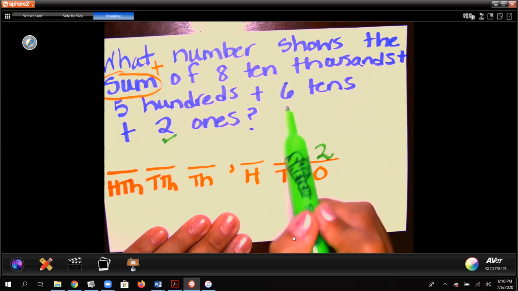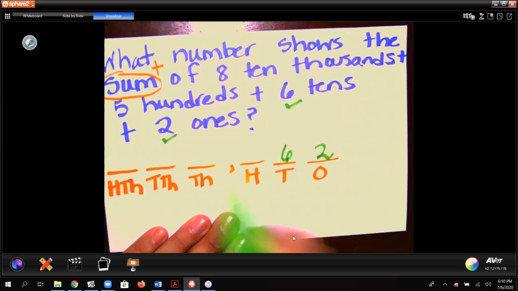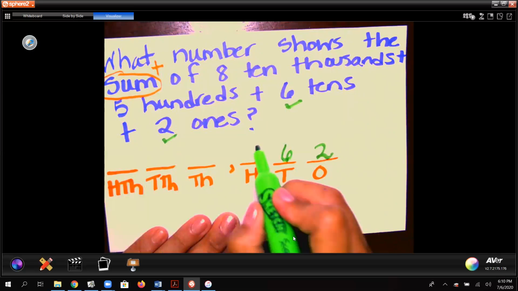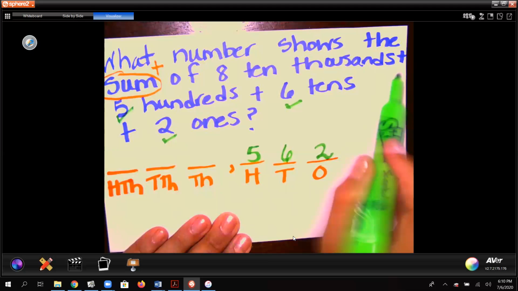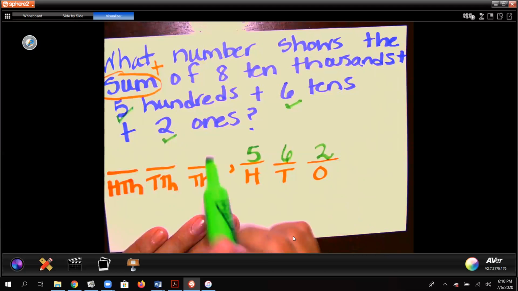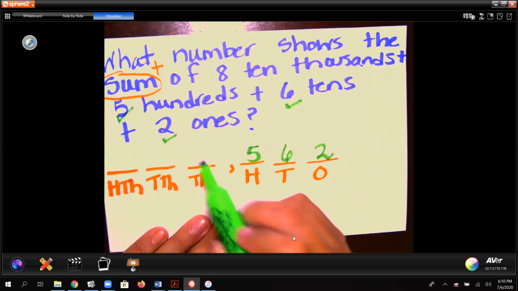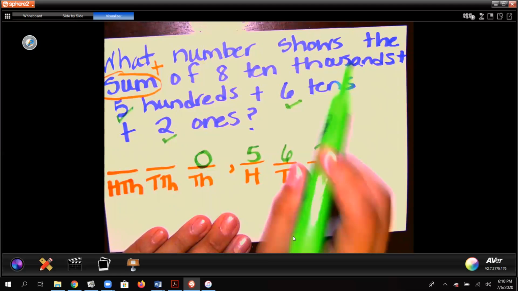Then we have tens next. We have 6 tens. Hundreds, there's 5. Okay, do we have any thousands? We don't have any thousands. So what do you think that means? What do you think we have to put there? That's right, we have to put a 0. If there's nothing there, if it doesn't tell you, that means that there's a 0 there.